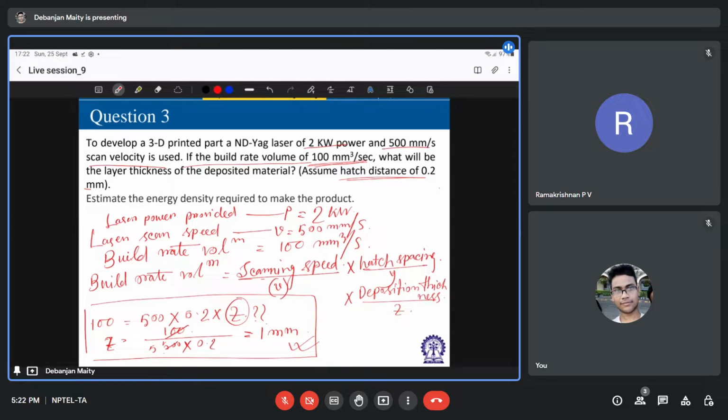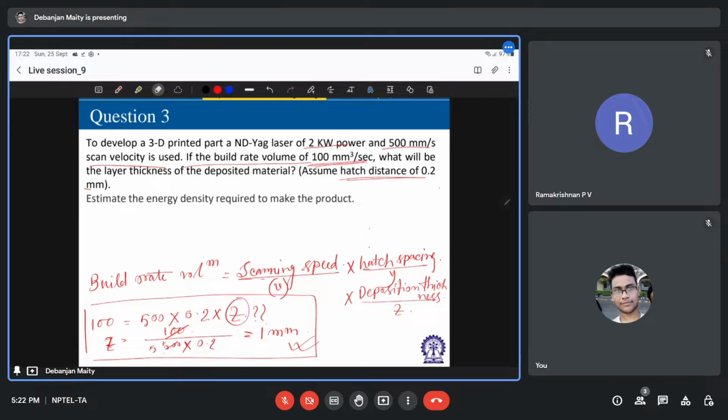And then it asks that we need to estimate the energy density required to make the product. So in terms of energy density, what will it be? It will be simply power by your build rate volume. Is it not?